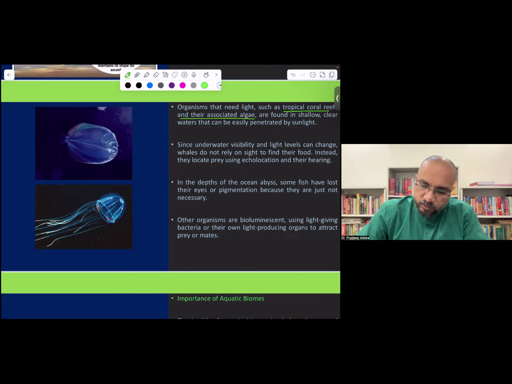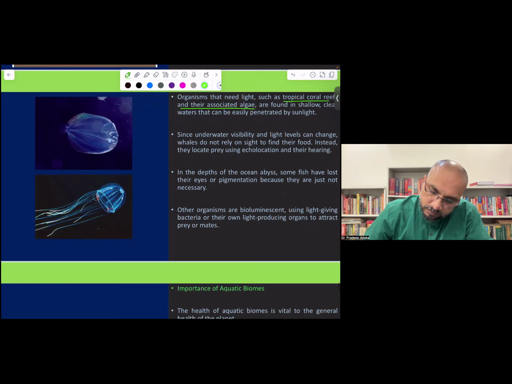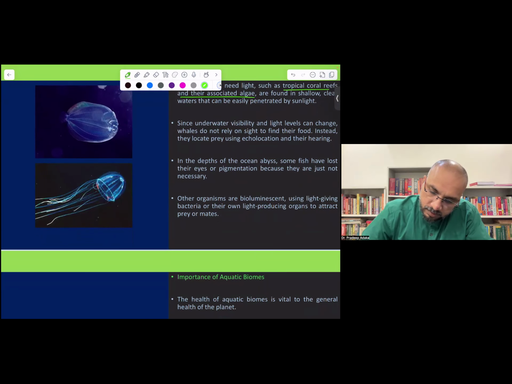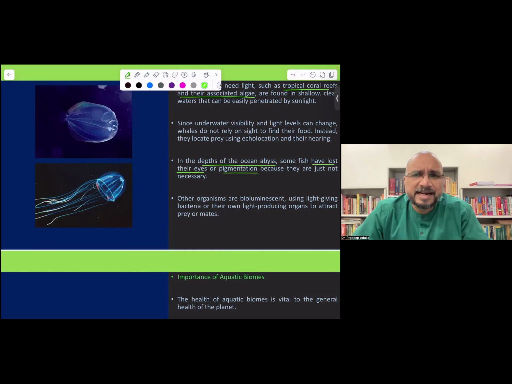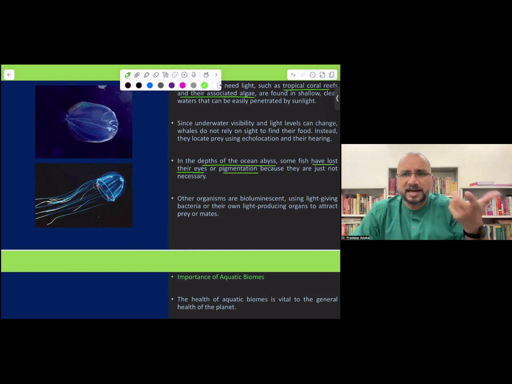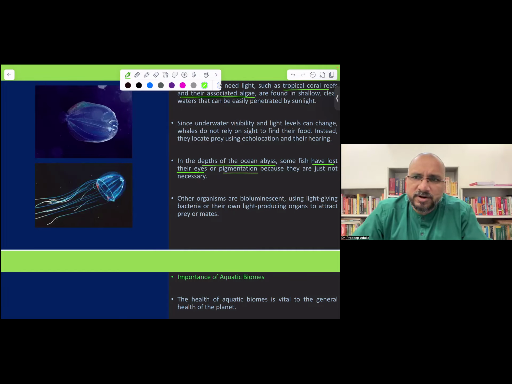Okay, so that is the corals. Now what about those animals which are living very deep in the ocean water where there is no light? So in the depths of the ocean, abyssal, that is deep water, some fish have lost their eyes or pigmentation, because light does not reach there, so what is the need to see? So the eyes have degenerated. There is no need for eyes because anyhow there is no light.